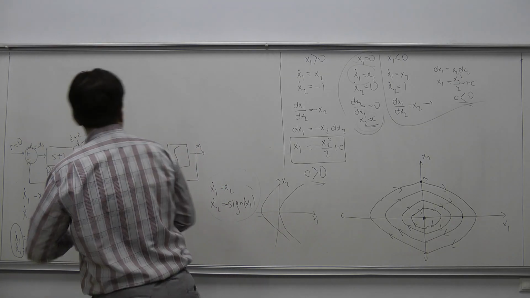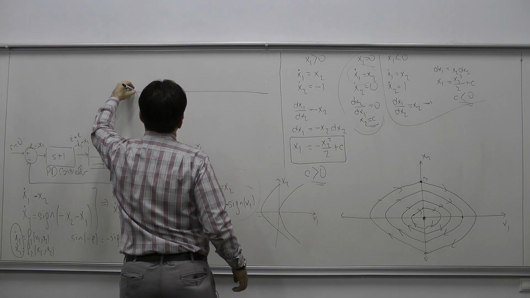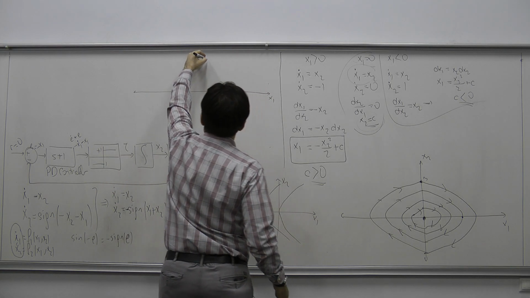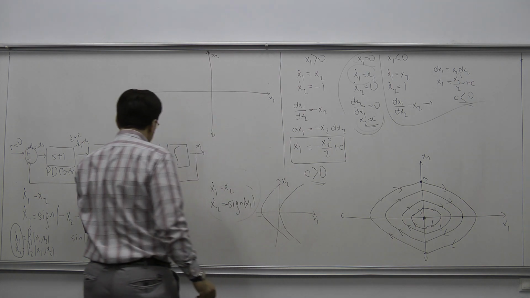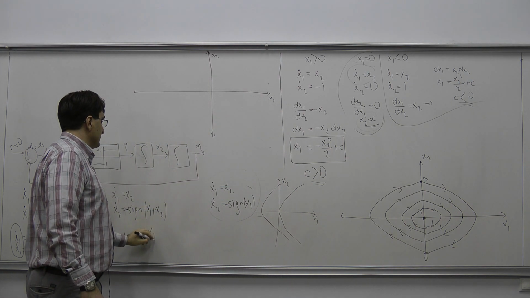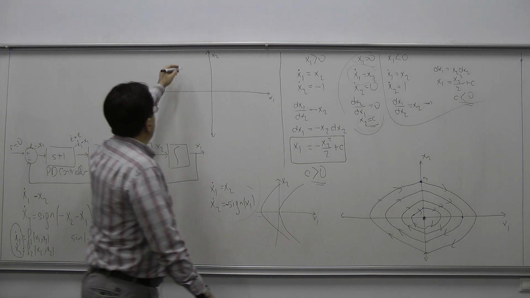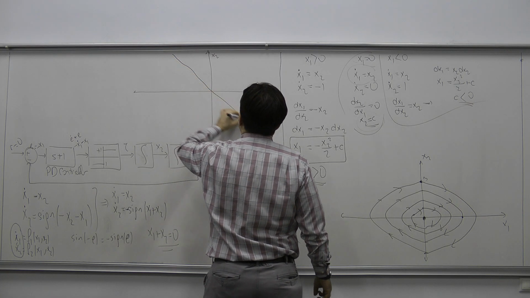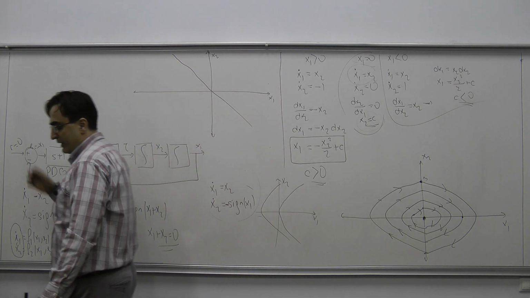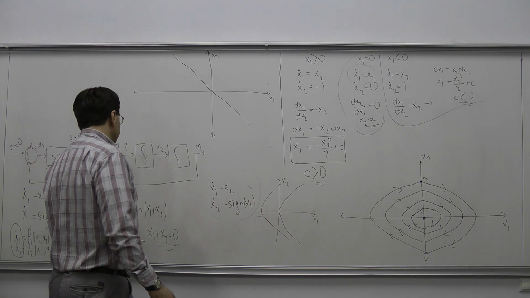So now let me draw the state space once more. So I have x1, x2 here. Now my switching boundary is going to be the line x1 plus x2 is equal to 0. So our switching line is going to be the x2 equals minus x1 line. Okay? Now which dynamics is valid where?